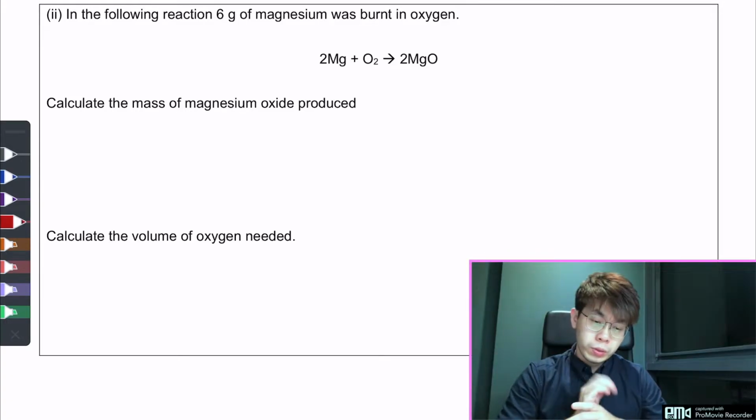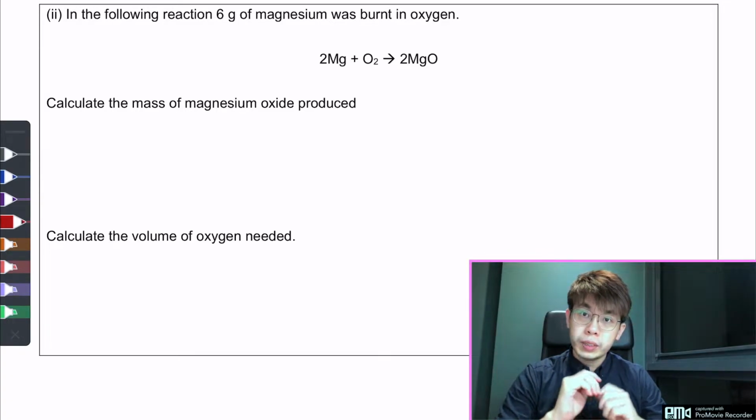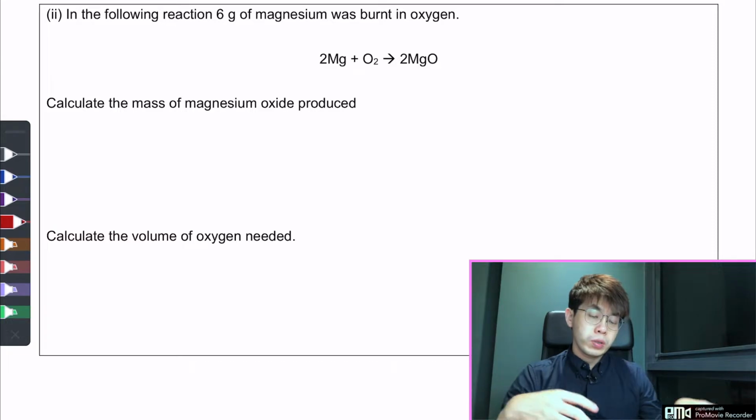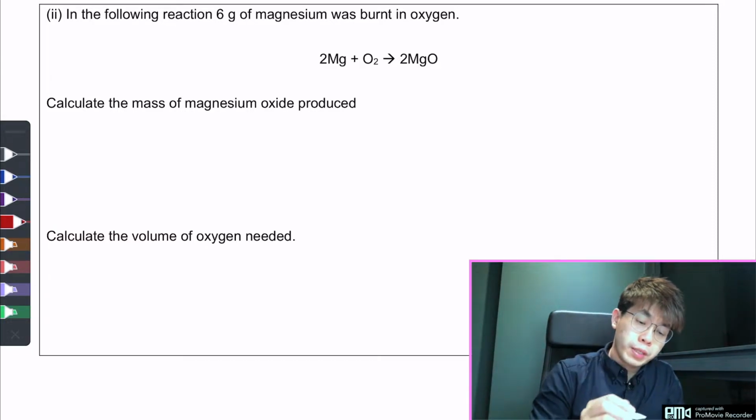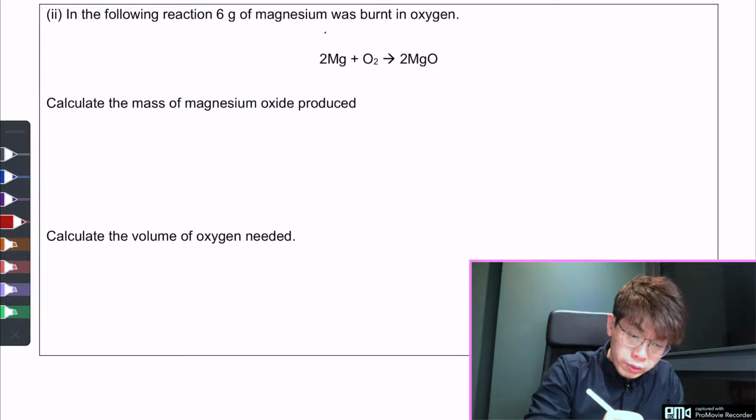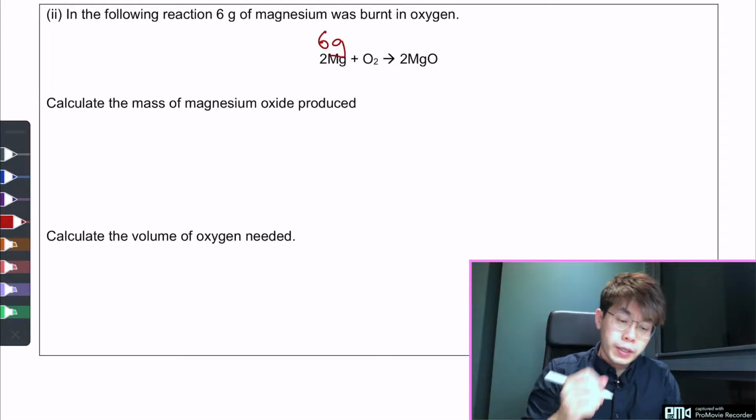Hello everyone, so now we are going to take a look at the next question. I'm given 6 grams of magnesium. So magnesium is this one. I would like to annotate the question, and then it burns in oxygen. The first question I need to calculate is the mass of magnesium oxide formed. So magnesium oxide is this one, and I want to find mass, so question mark grams.